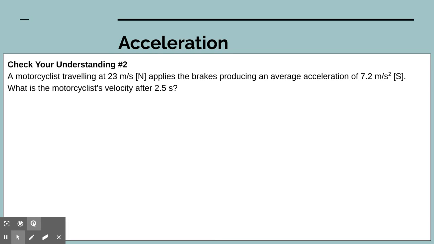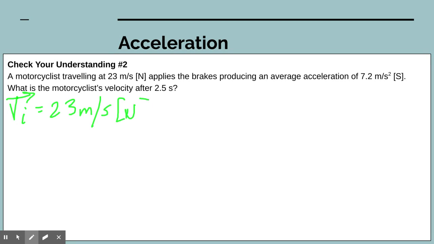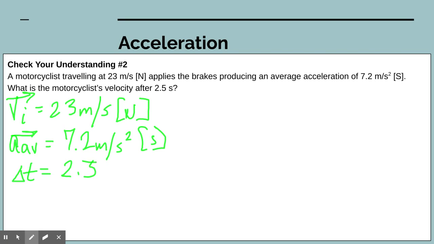This one's pretty simple too. The only difference is that, if you can tell just by looking, there are some things we've got to rearrange in our equation. So let's write down what we know and what we don't know. We know initial velocity is 23 meters per second to the north. And we know our average acceleration is 7.2 meters per second to the south. We also have a time interval, 2.5 seconds. But what we don't know is our final velocity, and we're trying to solve for our final velocity.